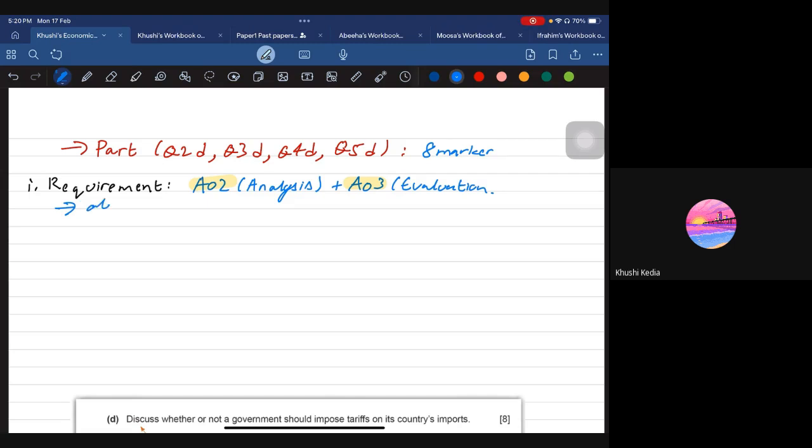So always write two-sided answers. There could be two pointers on each side.